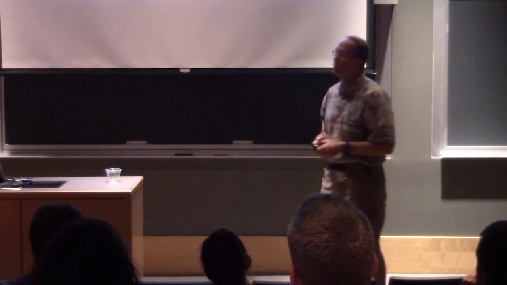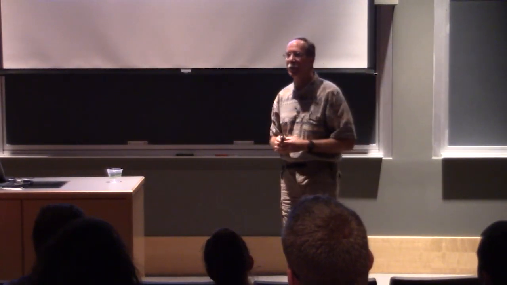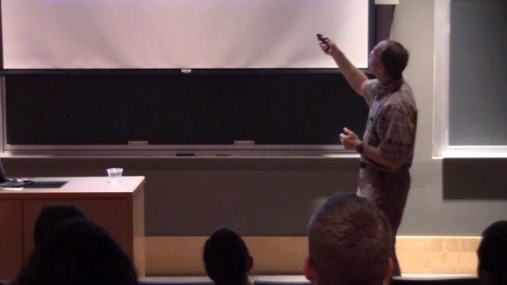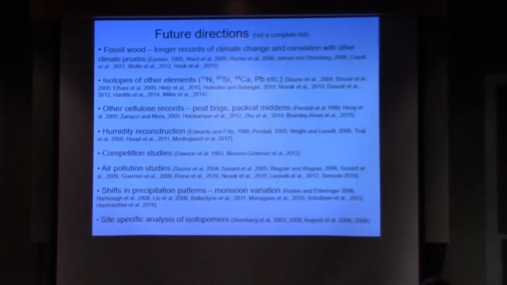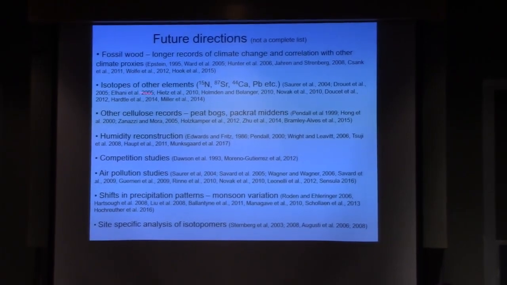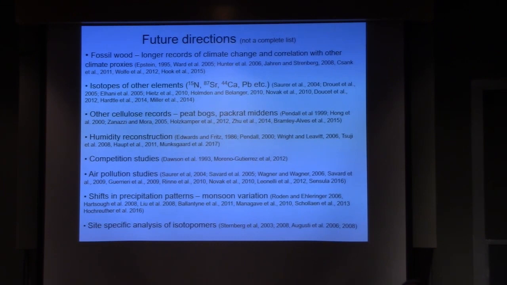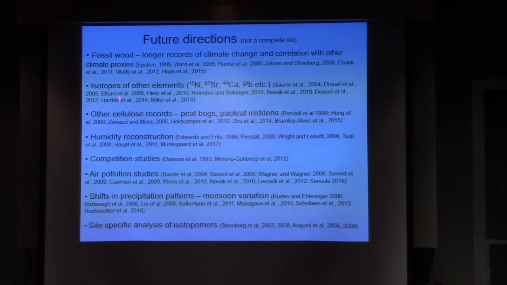Okay. Future directions. I'm not going to go into this much. I'm just going to show you what some people are doing. And here I give you all kinds of citations. If you ever wanted to look at fossil wood, here's a bunch of papers. Other isotope elements, nitrogen-15, strontium, calcium in tree rings. There you go. There's the papers.